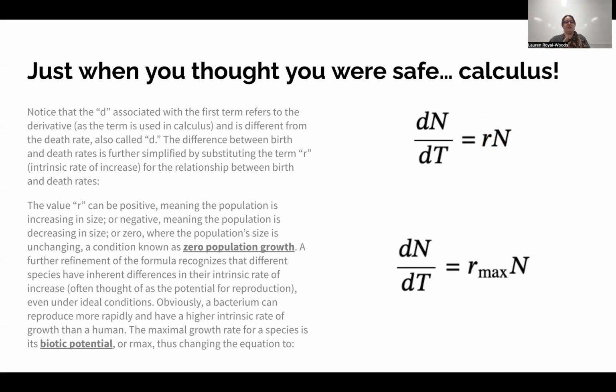However, there is a weird condition called zero population growth, where the size is unchanging, and it happens. The maximum growth rate is called the biotic potential, or Rmax. That is the maximum a population can go, looking at all the different things that are limiting the population. Remember, a bacterium can reproduce more rapidly and have a higher intrinsic rate of growth than a human.